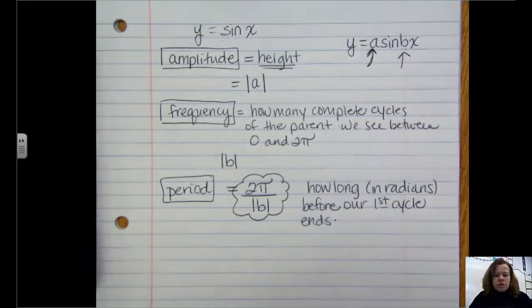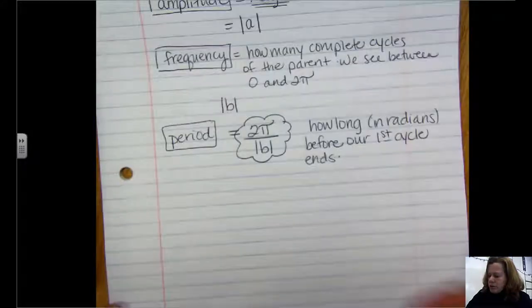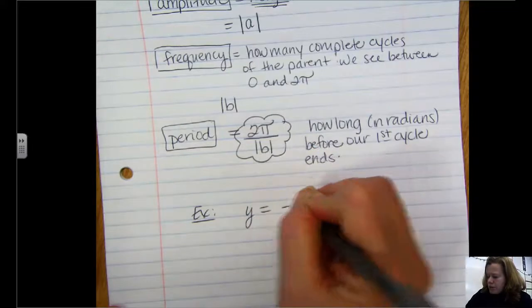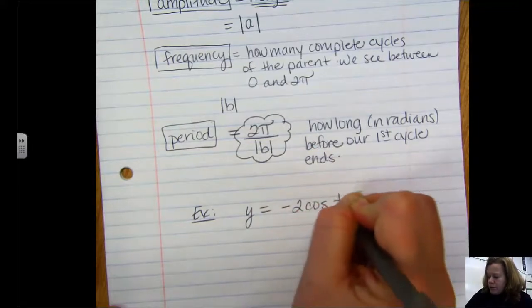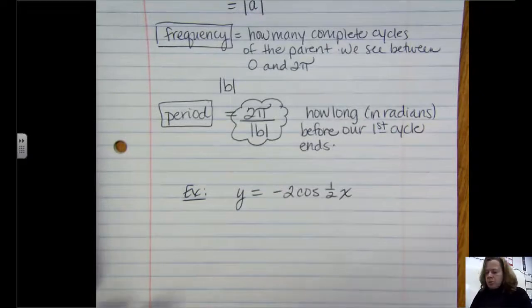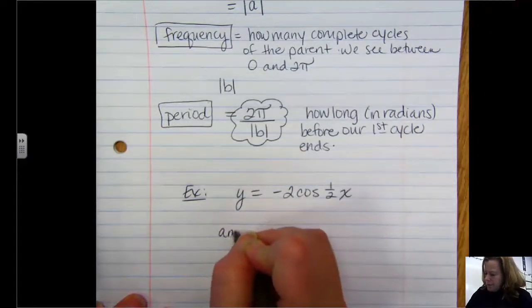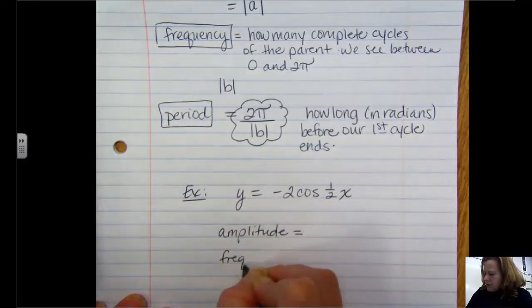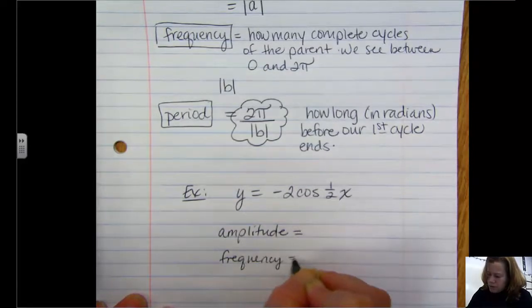So for the first part of the lesson, you really just need to be able to look at different equations and recognize amplitude, frequency, period. So if I gave you something like this, I might give you y equals negative 2 cosine 1/2 x. Worst case scenario, you've got a lot of stuff going on. Well, we need to be able to list the amplitude, the frequency, and the period.